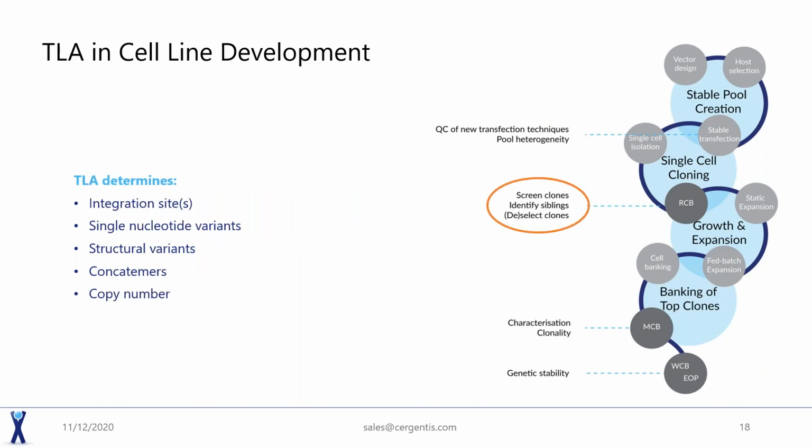Secondly, TLA can also play a key role in clone selection. So this is thanks largely to our ability to output all of those different characteristics that I've already mentioned early on. So in terms of identifying integration sites, SNVs, or larger structural variants in and around genes of interest, but as well as picking up potential concatenators and giving away copy number estimation.